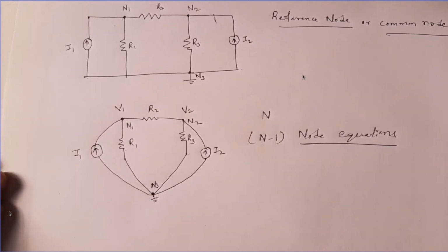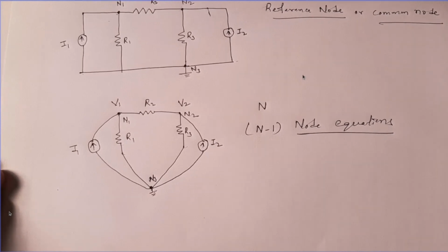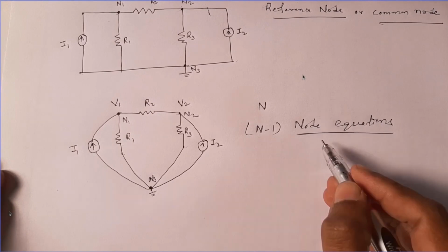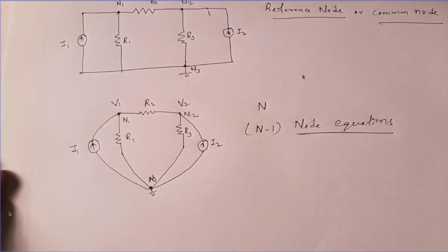Now dear students, in case of mesh analysis, we obtained mesh equations by applying KVL. Whereas in case of node analysis, we are going to analyze a network by using KCL. Node equations here can be obtained by using KCL. There we obtained mesh equations by using KVL, here we are going to obtain node equations by using KCL.